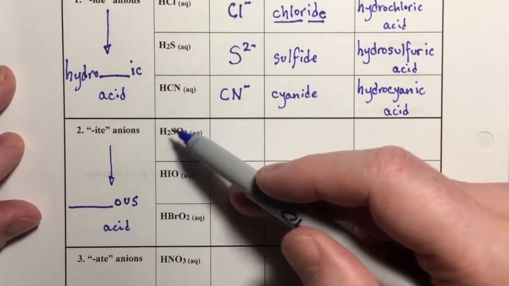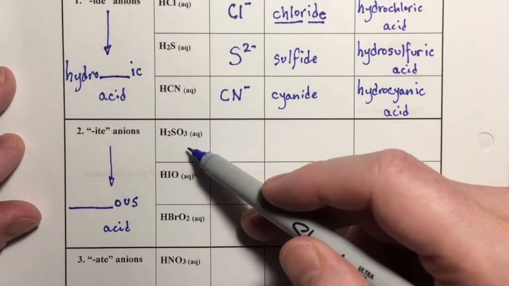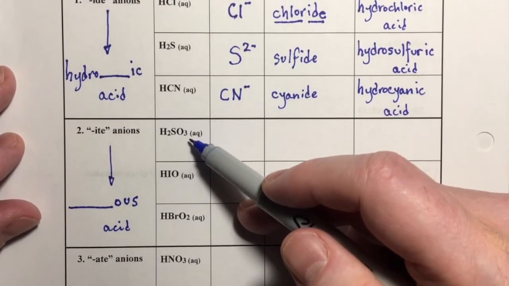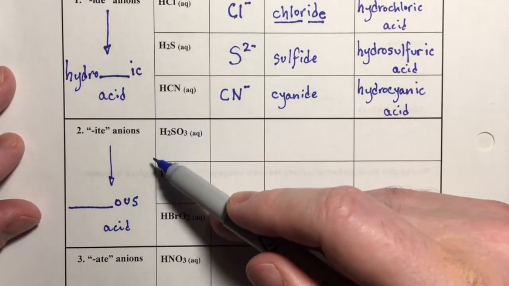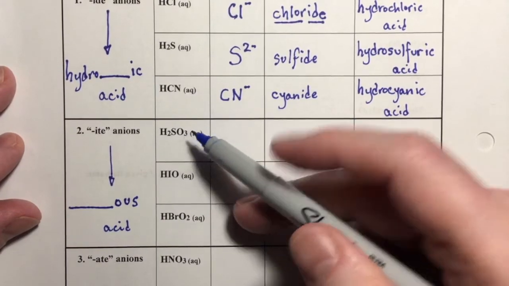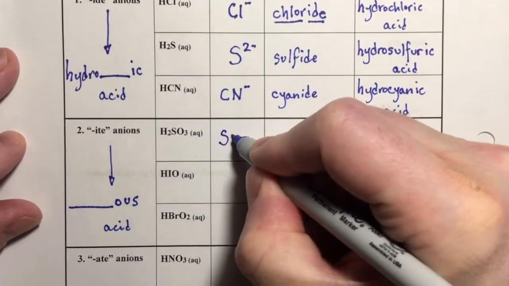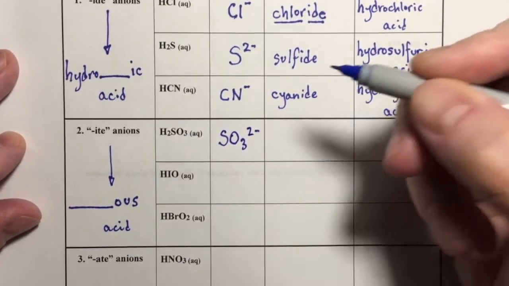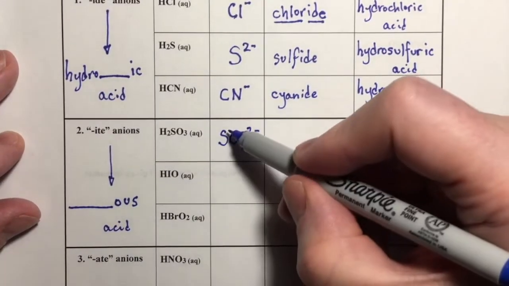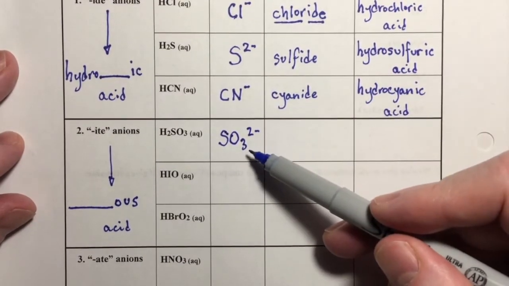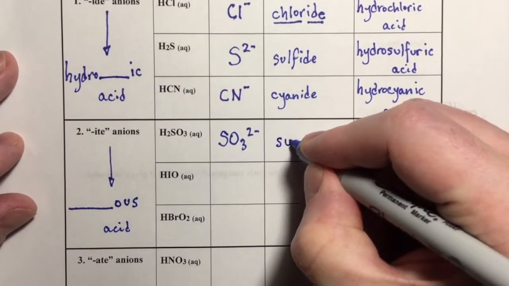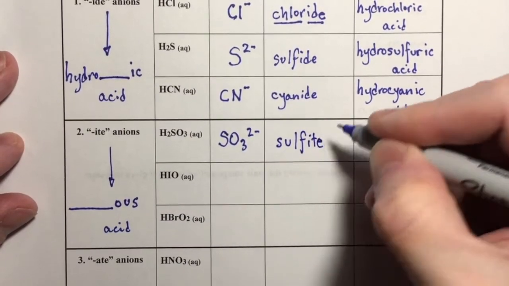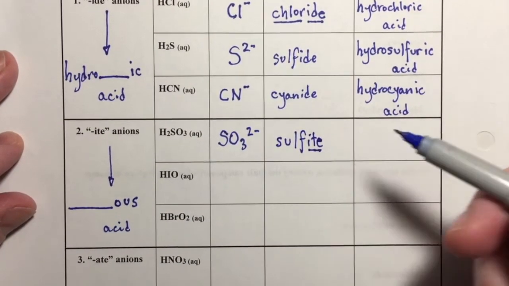H2SO3 aqueous. Is this an acid? Yes, it is. So we need to determine the name of the anion upon which it's based. So we remove the 2 positive hydrogens, and that leaves a 2 negative charge on the anion. So the anion formula is this right here. And you may recognize that this is following the pattern of the sulfate-sulfite. This has 1 less oxygen than the sulfate. This is the sulfite anion, and indeed it does have an ITE ending.